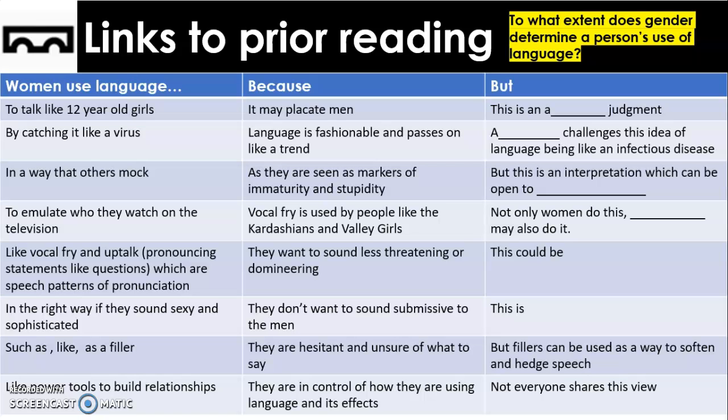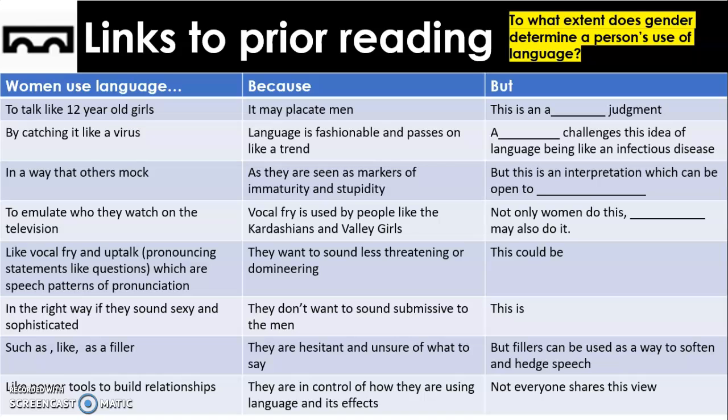Okay, so as you can see, we've got women use language because, but. Now, again, this is women's use of language, and the because is all lifted from that article. So the but reminds us that even when we're analysing articles in the exam, we are positioned to have a but moment. Say, that's what this opinion is. This is what this writer is saying, but actually we could challenge it in this way. Okay, so according to that article, women use language to talk like 12-year-old girls. Women use language by catching it like a virus. Women use language in a way that mocks others. Women use language to emulate who they watch on the television.